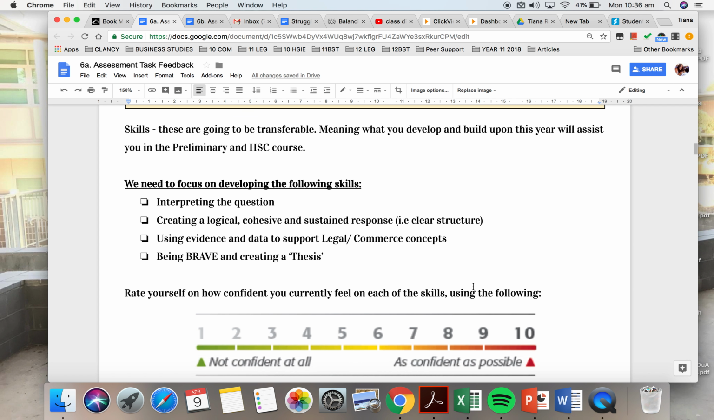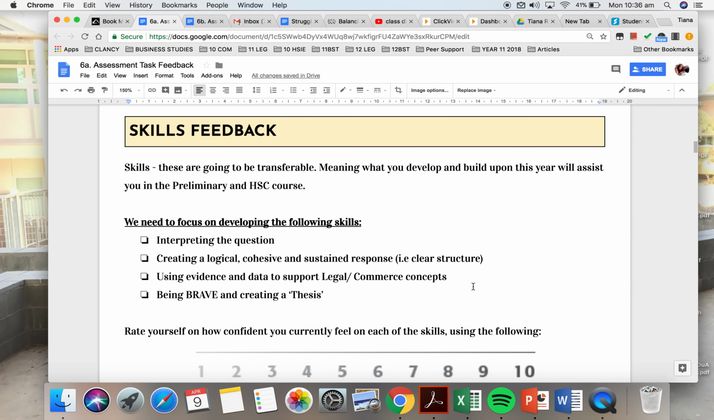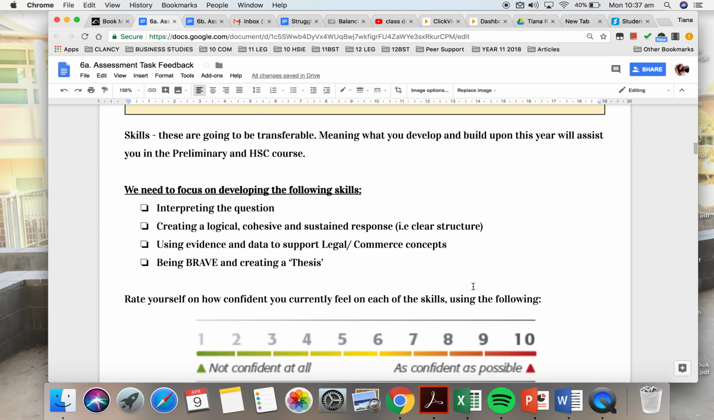So skills. Skills are transferable, meaning that what you develop and build upon this year will assist you in the preliminary and HSC course. If you don't build upon these skills, you are going to be one step behind when you start year 11. So it's really important that you build upon these skills now. We need to focus on developing the following skills based on your assessment task.